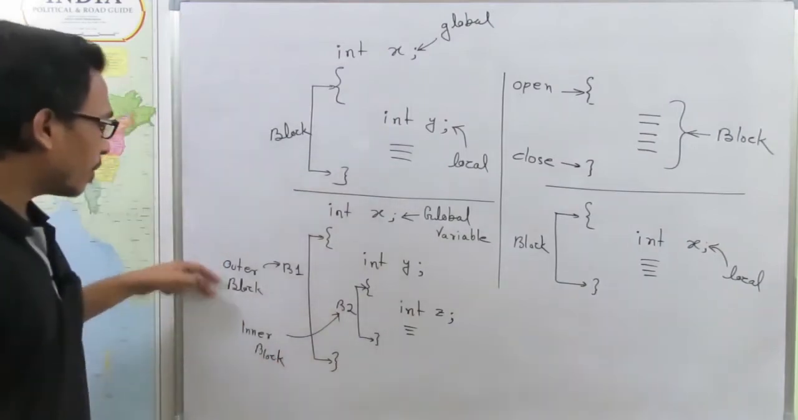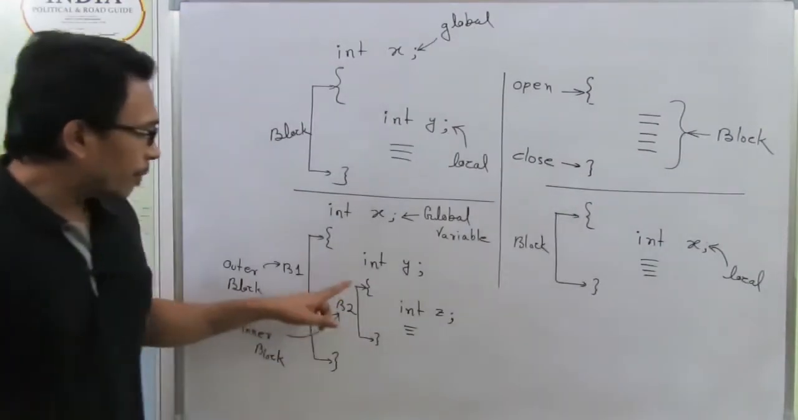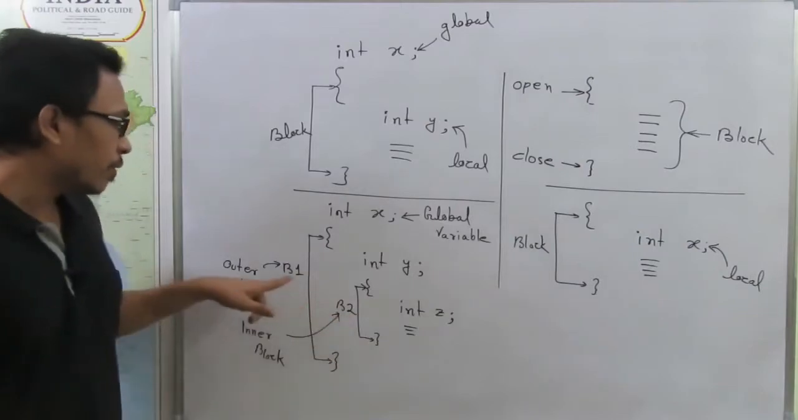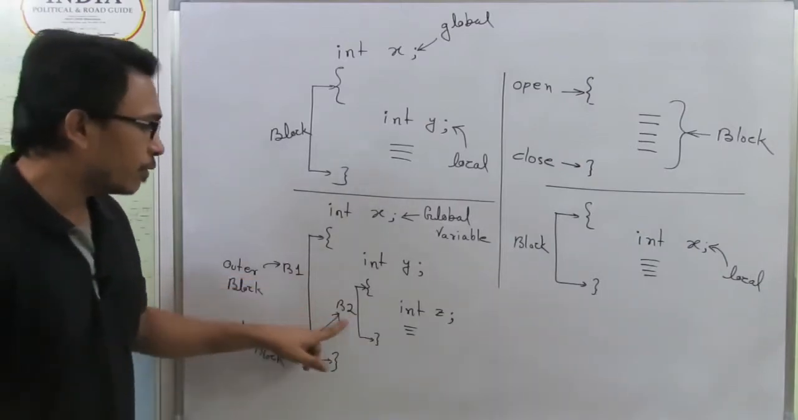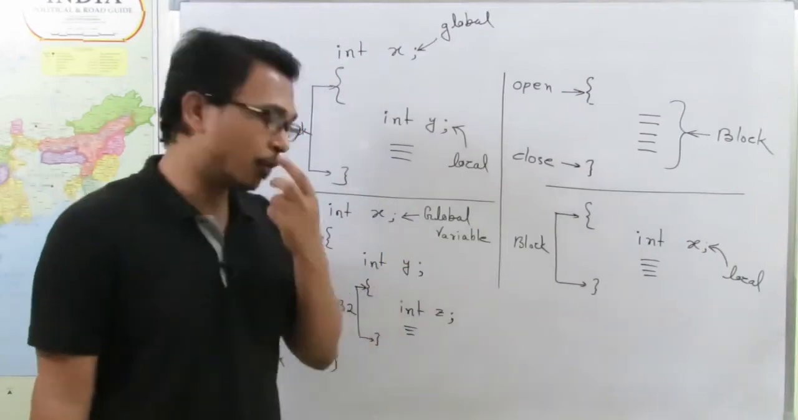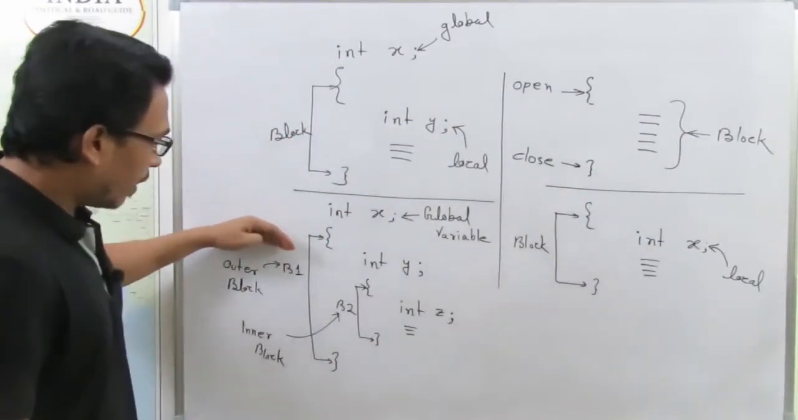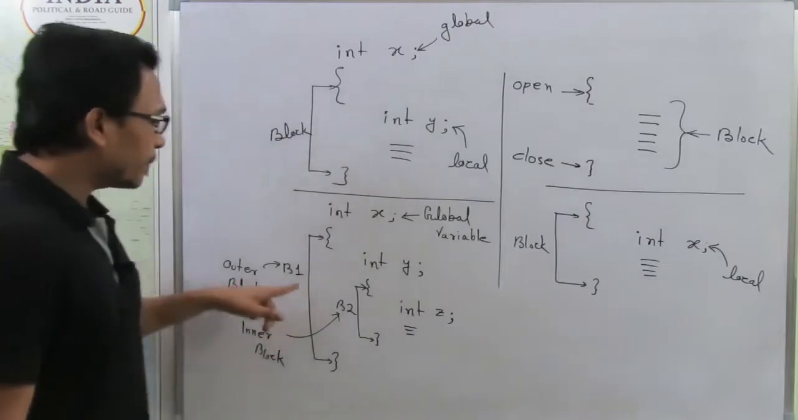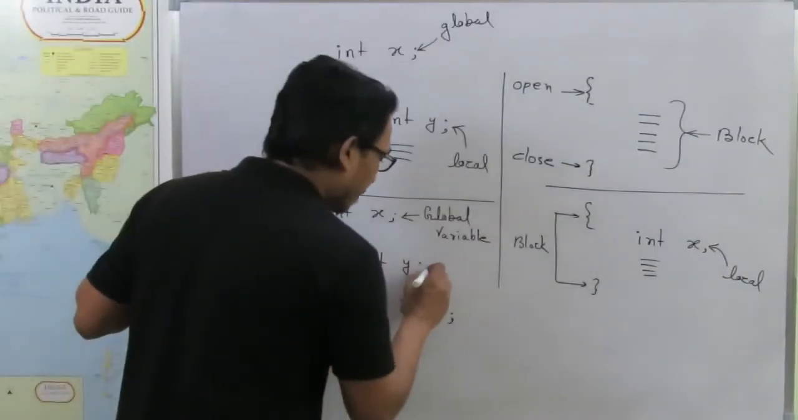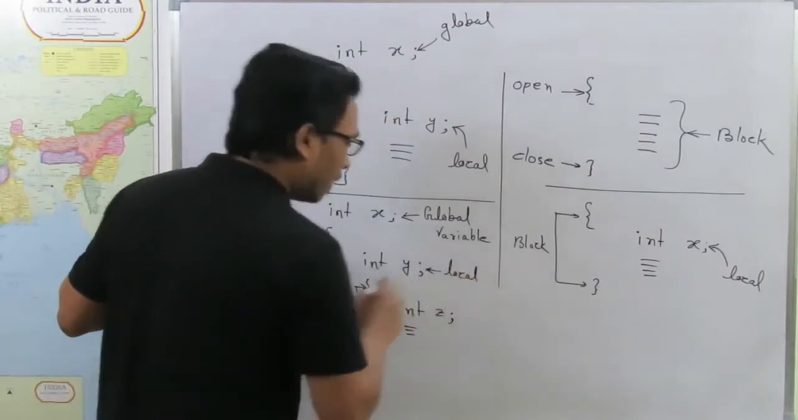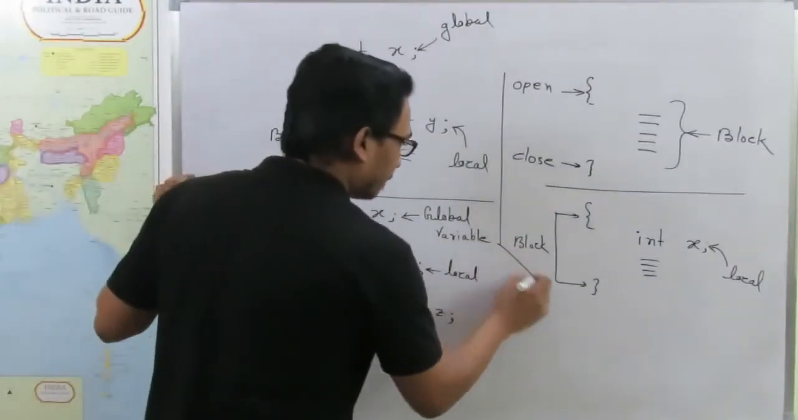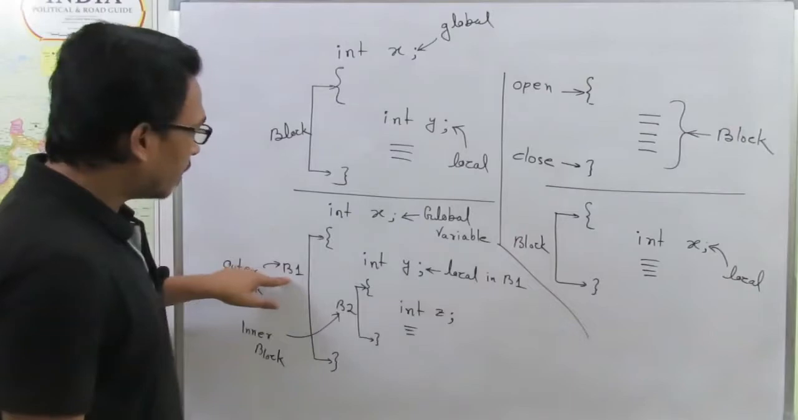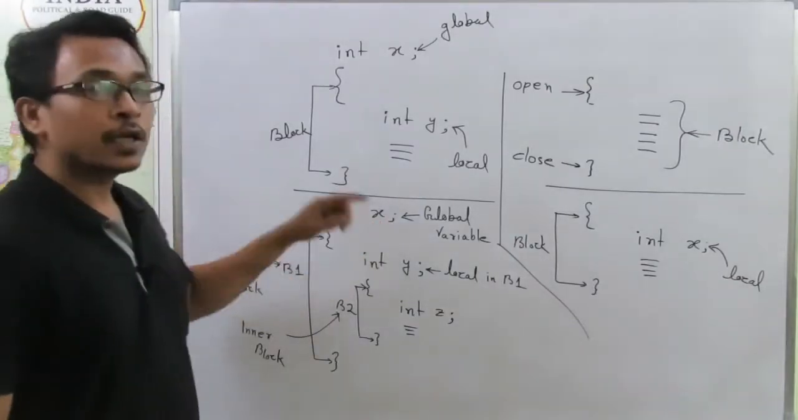Now what does it mean by outer block and inner block? Look, the block B2 is defined inside the block B1. That's why with respect to B2, B1 is an outer block, and with respect to B1, B2 is an inner block. Now look, for block B1, integer y is declared inside this B1 block. That means with respect to B1, the variable y is a local variable in B1.